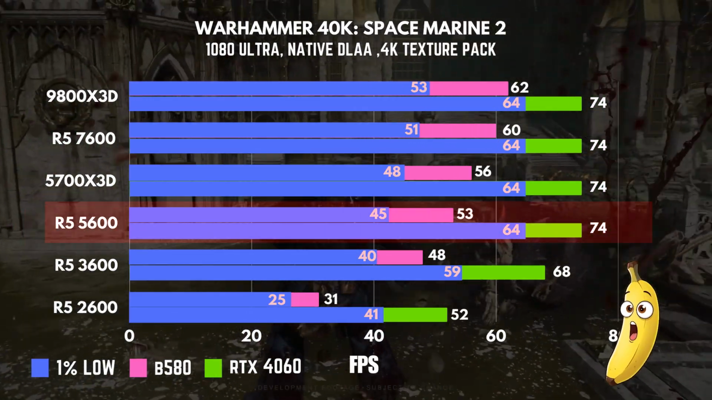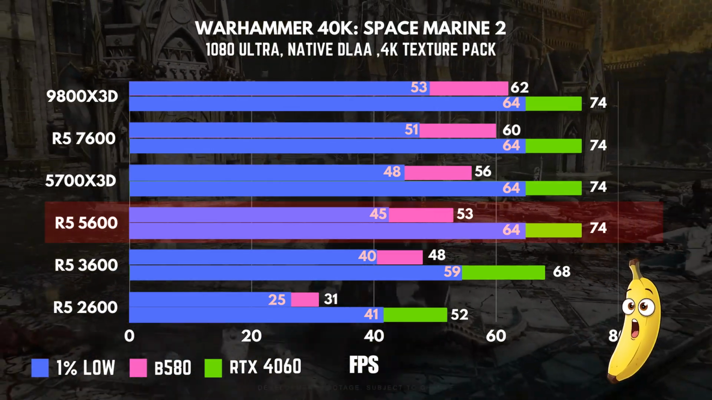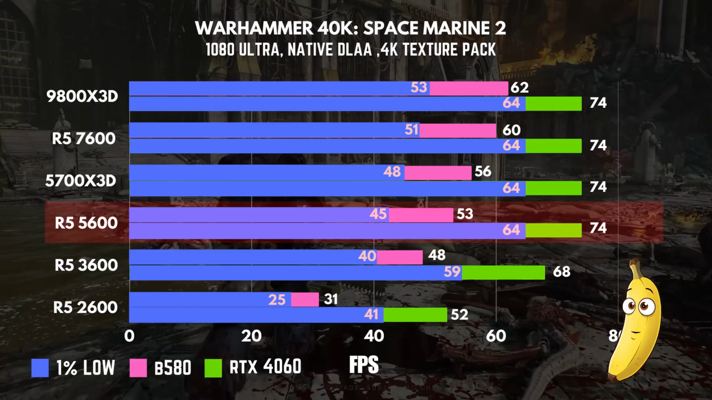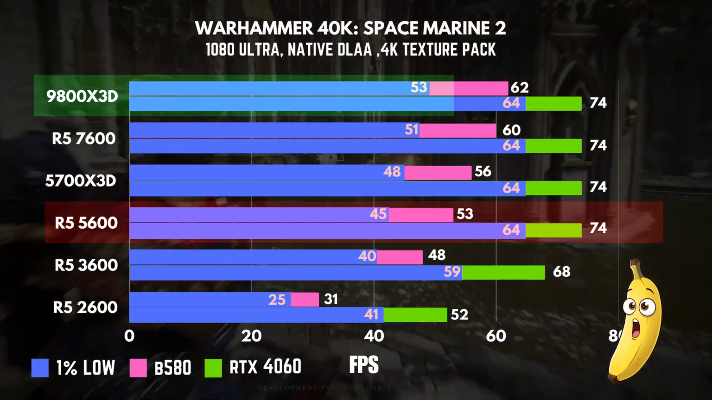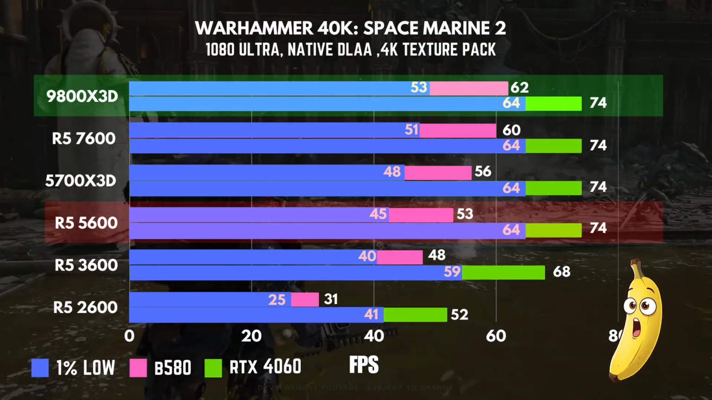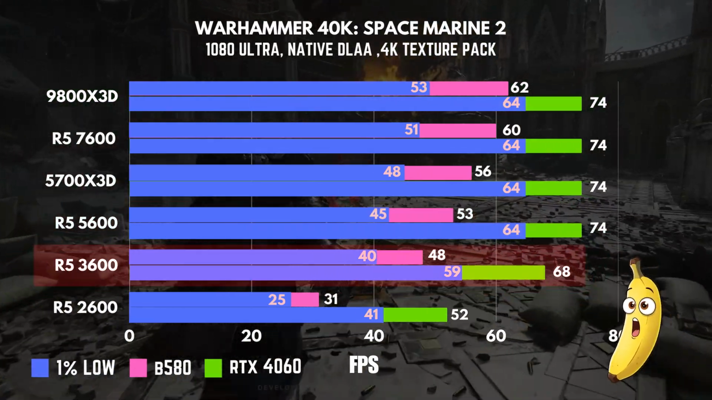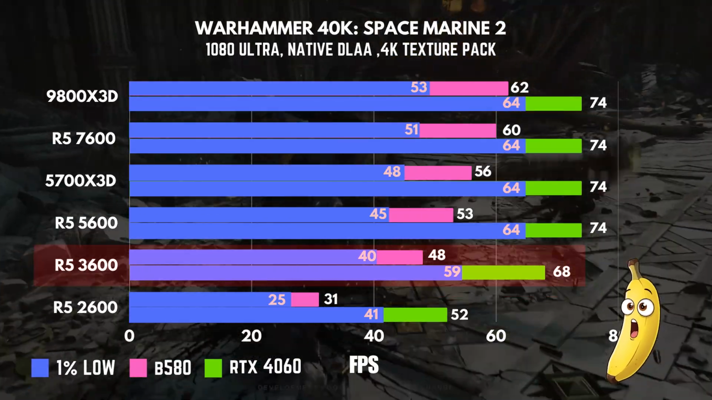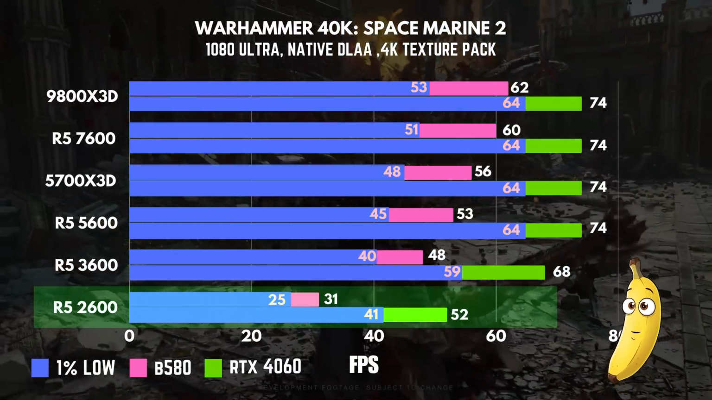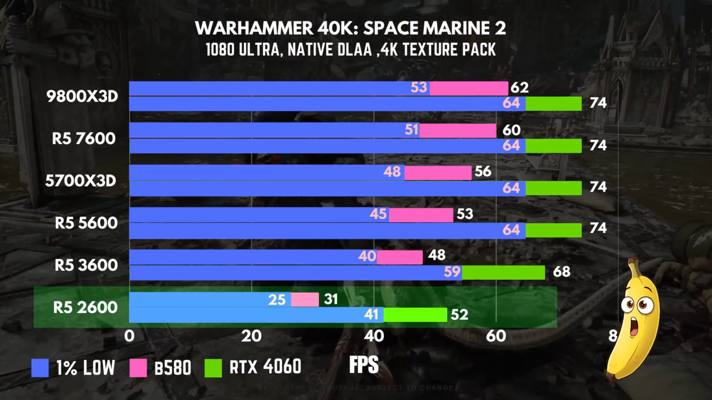Now, when we go down to the Ryzen 5 5600, the Intel Arc B580 is performing at 53 FPS from the 62 FPS it had when it was running with the 9800X3D, and its 1% low is at 45 FPS. But if we go down lower, it performs even way worse, and the Ryzen 5 2600 can't even run it at a decent performance anymore.